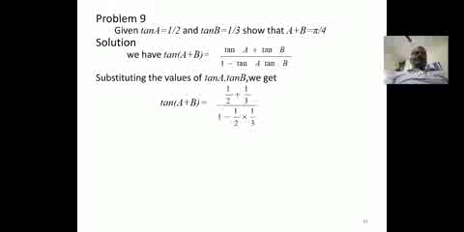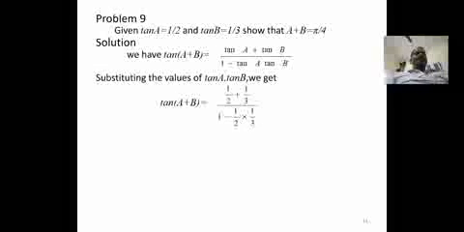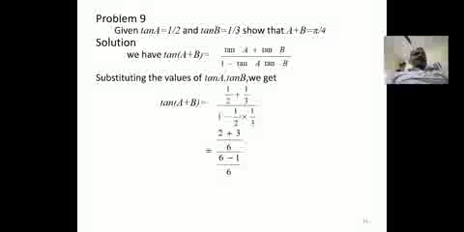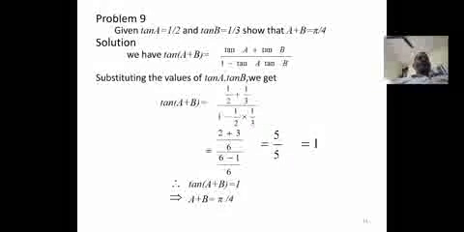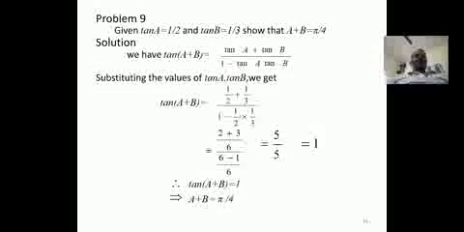Substitute the values of tan A and tan B. We get tan of A plus B equal to (1 by 2 plus 1 by 3) by (1 minus 1 by 2 into 1 by 3). That is 2 plus 3 by 6, denominator is 6 minus 1 by 6. So this is 5 by 6 by 5 by 6, that is 1. So tan of A plus B equal to 1. That 1 you can write as tan pi by 4, therefore A plus B equal to pi by 4.